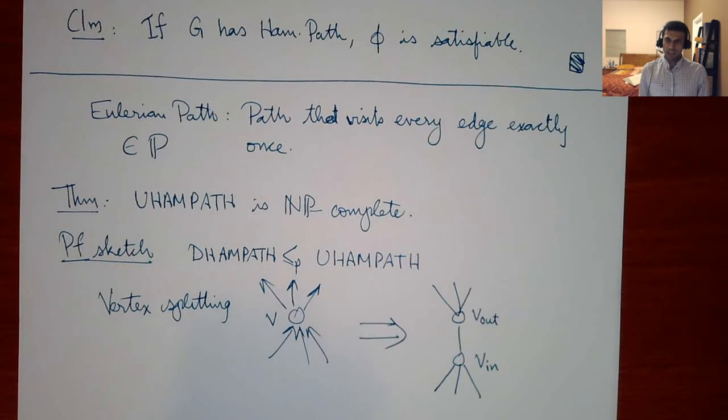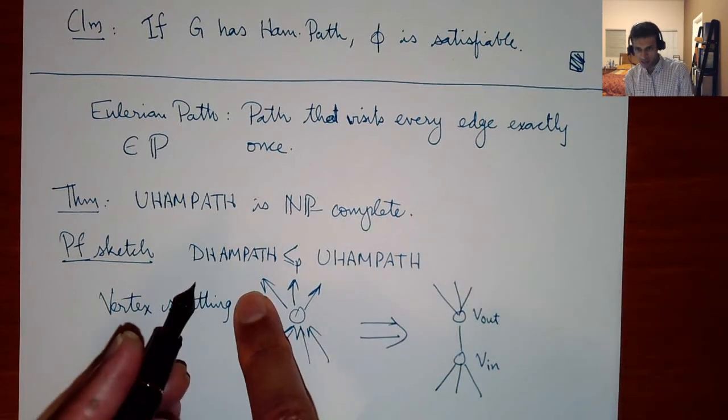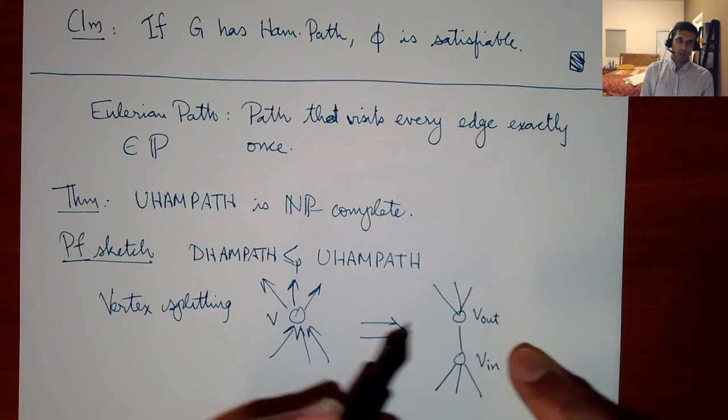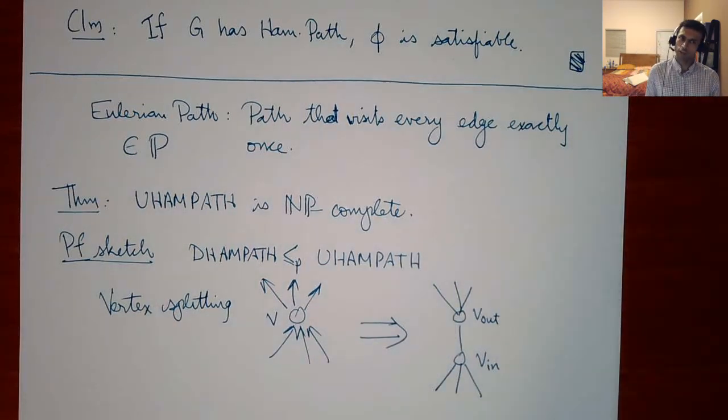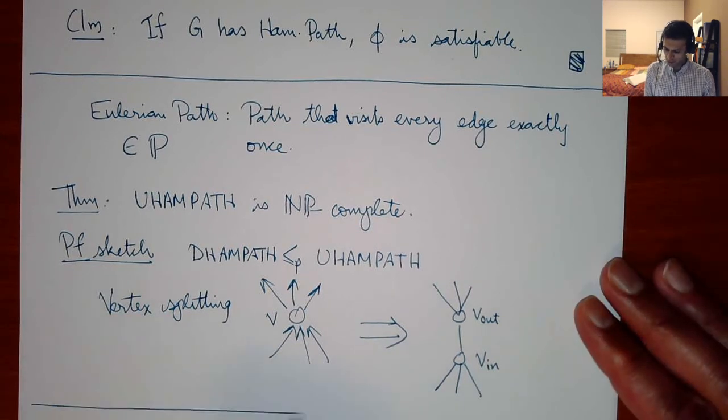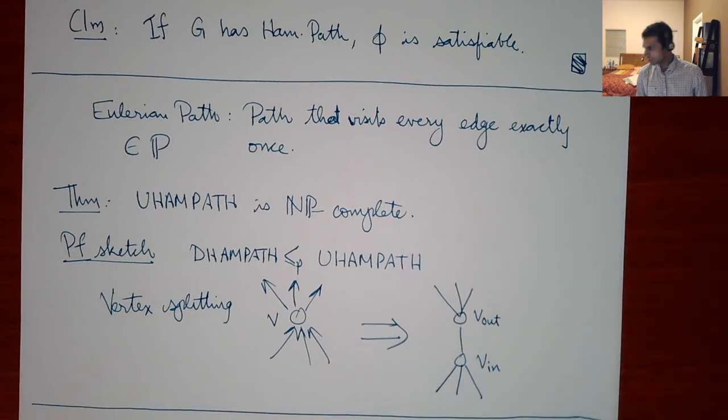And then you can essentially convert a directed graph to an undirected graph, and then Hamiltonian paths in the directed graph will correspond to Hamiltonian paths in the undirected graph, and vice versa. So in this case, the paths are actually equivalent. And this would show that undirected Hamiltonian path is NP-complete.